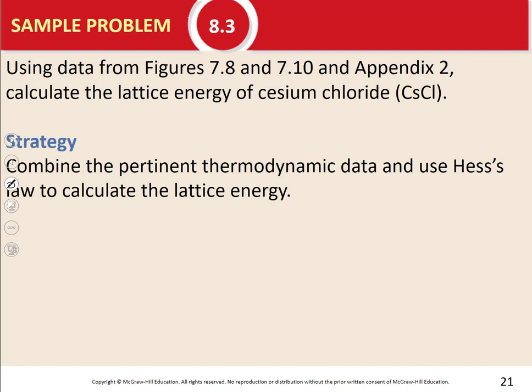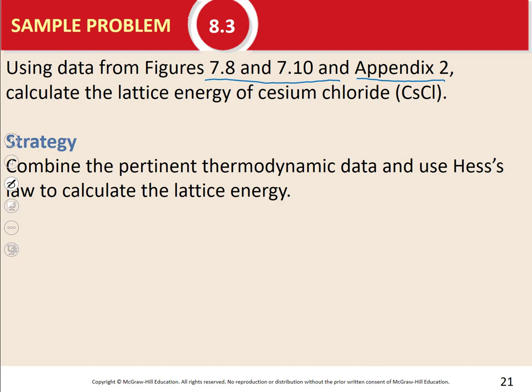Using data from figures 7.8 and 7.10, so those are our ionization energies and electron affinity tables back from Chapter 7, and Appendix 2, so those are standard enthalpies of formation there. Calculate the lattice energy of cesium chloride. Cesium chloride. So, in the interest of saving time, I'll just give you the values from those tables.